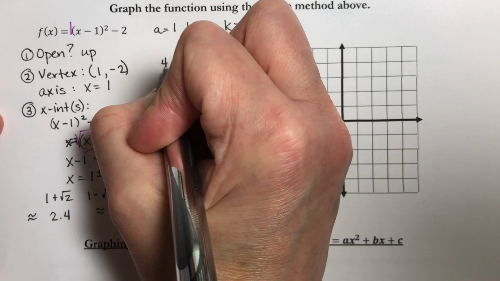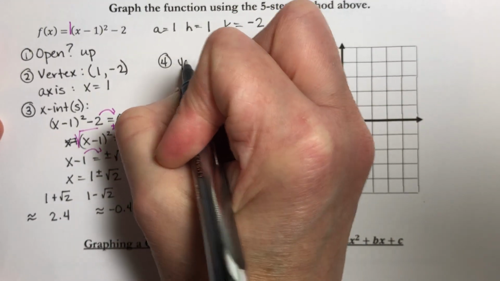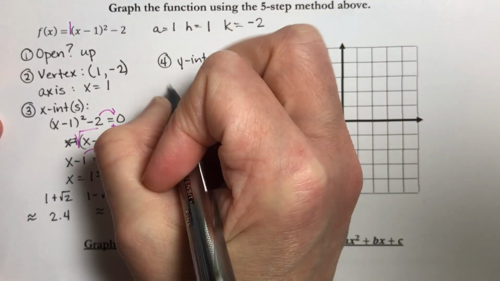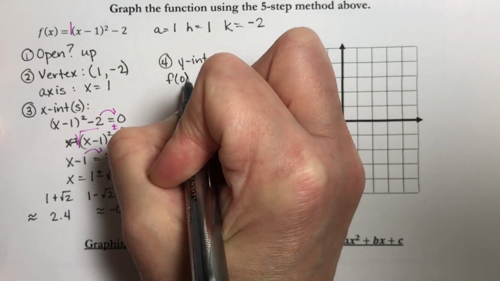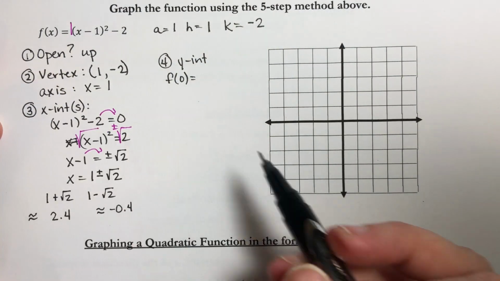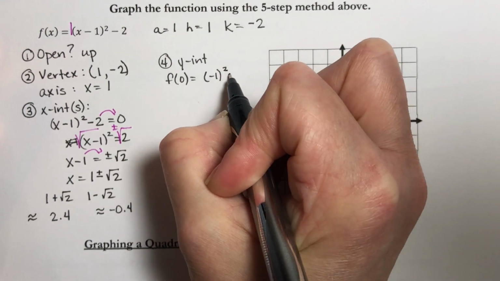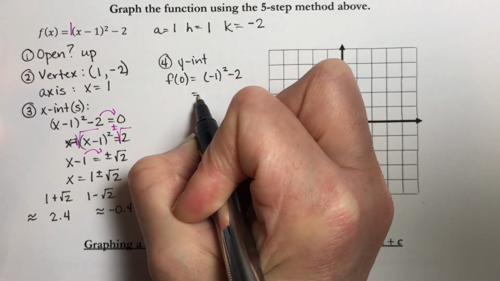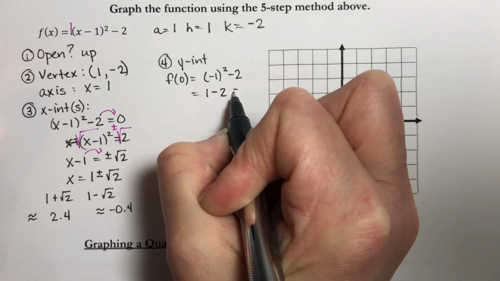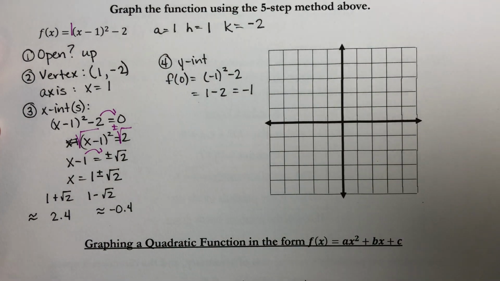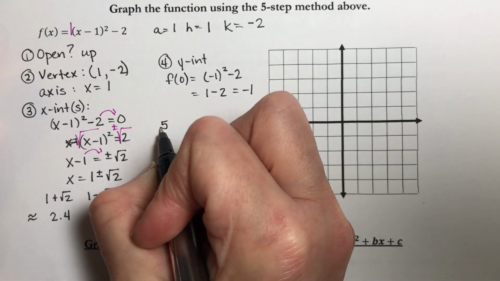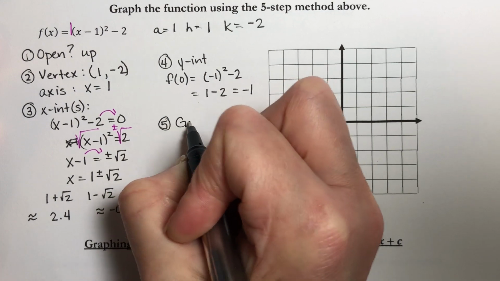The fourth step was to find the y-intercept, which means finding f of 0, plugging in 0 for x. That will give you negative 1 squared minus 2, or 1 minus 2, which is negative 1. And then our fifth step is to graph.